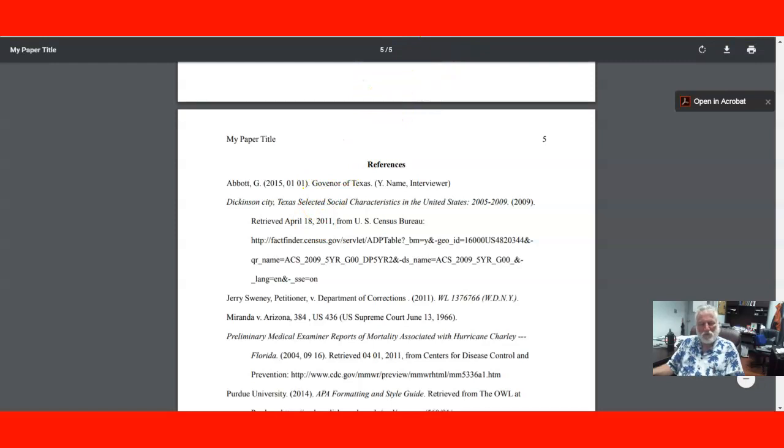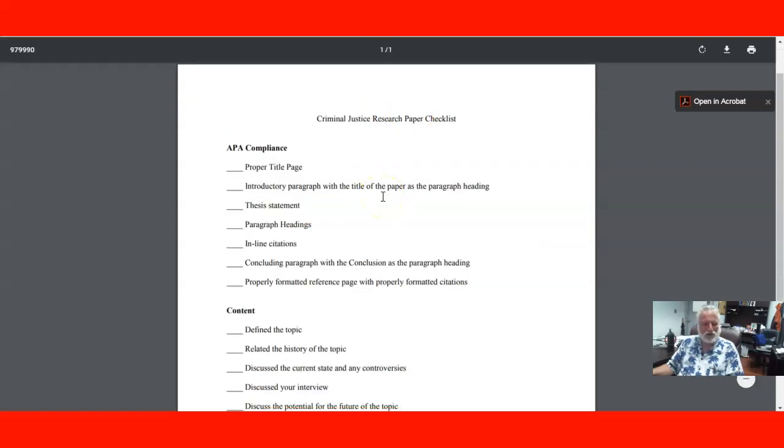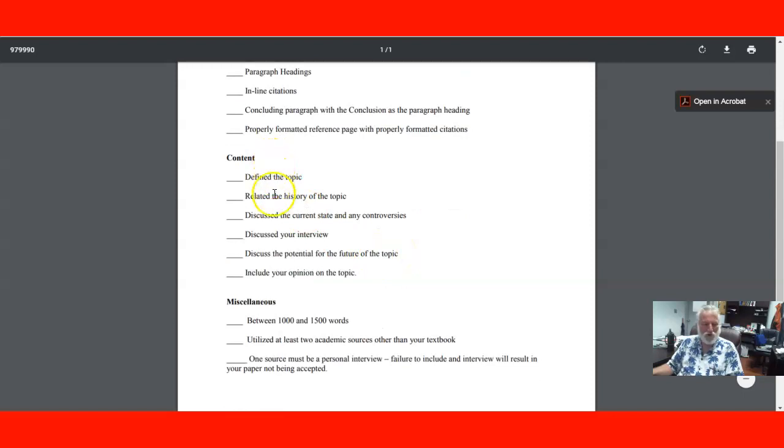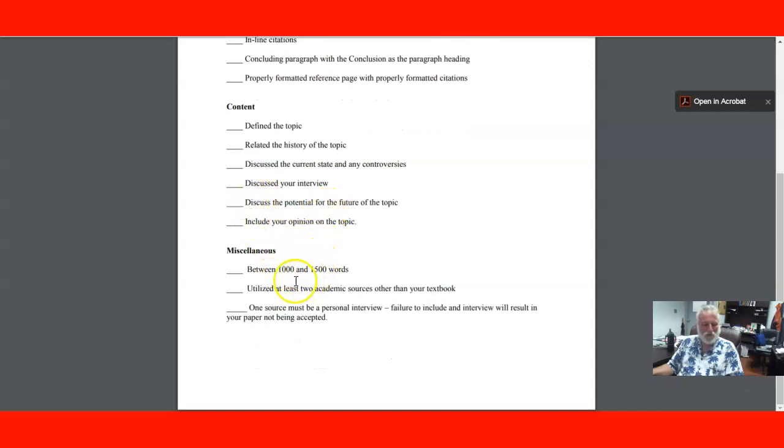The final page I've got is a checklist. Use this checklist. Make sure you've got the APA compliance, proper title page, paragraph headings, a properly formatted reference page, and properly formatted citations. Make sure all the content is there, including your interview, and also make sure you've got the proper number of words. You utilized at least 2 academic sources, and you need 2 academic sources other than your textbook. Use your textbook, it's a good source, but you'll have to find at least 2 others. One of them is going to be that personal interview. Make sure you cite the personal interview.